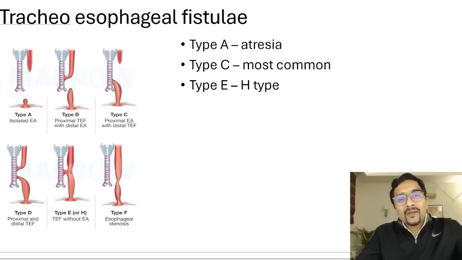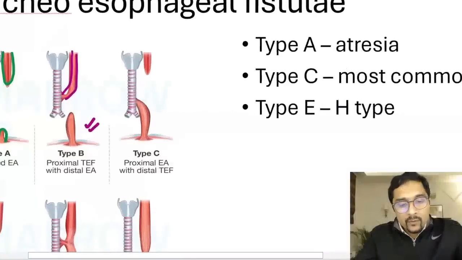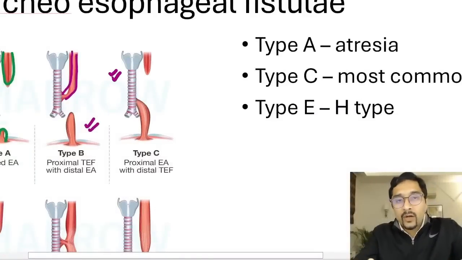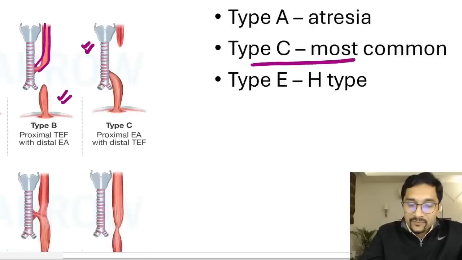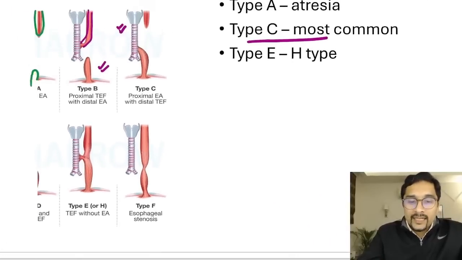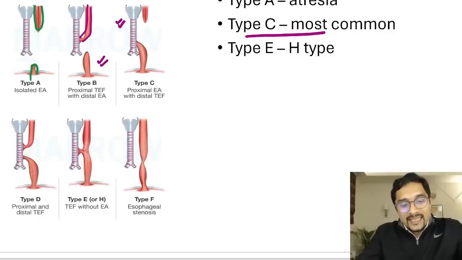Now A stands for atresia, means both the ends of the esophagus are not communicating with each other. B is when the proximal end communicates with the trachea, distal end is blind ending. C is the most common. C is when the proximal end is blind ending, but the distal end communicates with the trachea. D is when both ends communicate with the trachea. And E is when the esophagus is patent, but still there is a communication. E is also known as the H type.